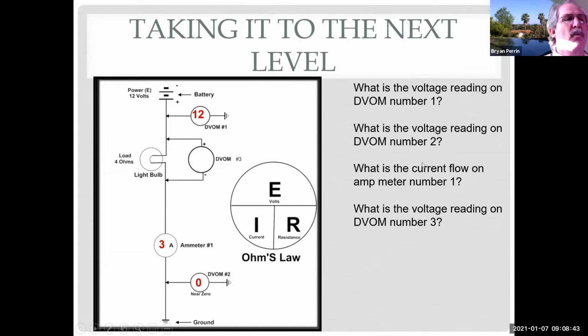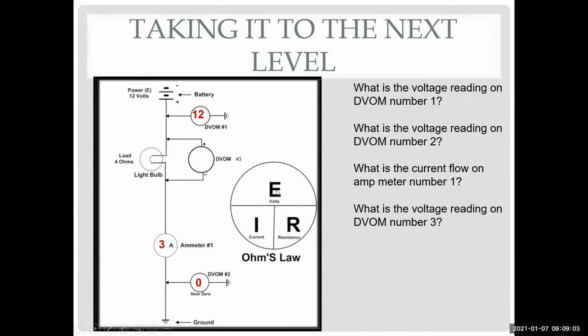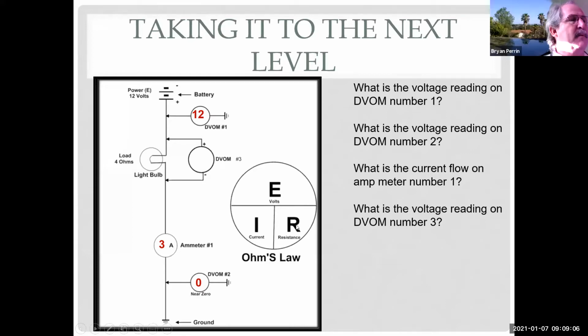Then the question was, what does the amp meter read? What's the current flow? Well, 3 amps, because we already figured that out on the last slide. And now the question is, what does DVOM number 3 read? Hold on, Mr. Brian. How do you get 3 amps? You divide 12 by 4? Yes, take 12 volts, divide by 4 ohms, and that's going to give me 3 amps because 3 times 4 equals 12. Following now? Okay, good. So now for the hard question, what's DVOM number 3 going to read?